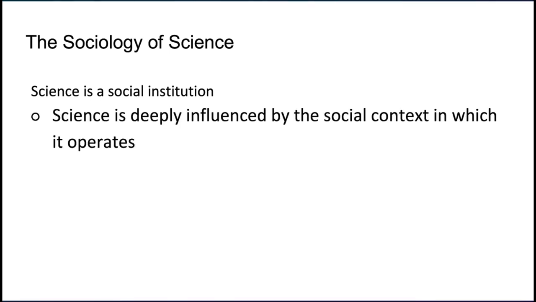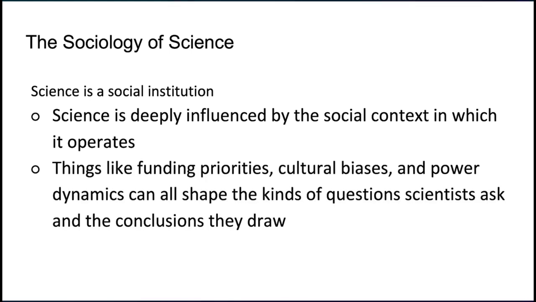Now, let's talk about science as a social institution. Just like the institutions of education or the family, science has its own set of rules, roles, and values that shape how it operates. Scientists have specific roles, like researchers or lab technicians, and there are norms and values within the scientific community about things like objectivity, skepticism, and peer review. And as Kuhn told us, science isn't just about discovering facts. It's also deeply influenced by the social context in which it operates. And so this means that things like funding priorities, cultural biases, and power dynamics can all shape the kinds of questions scientists ask and the conclusions they draw.